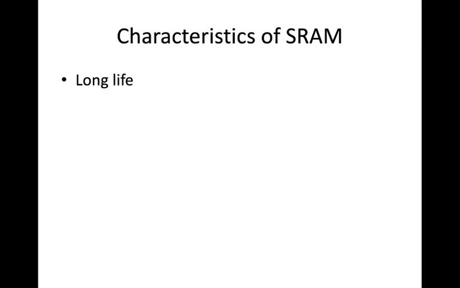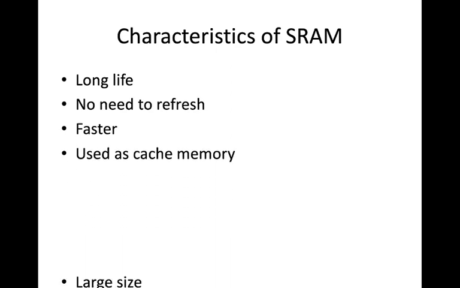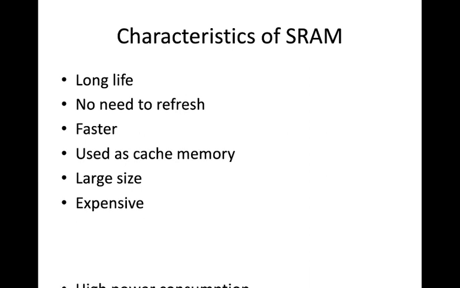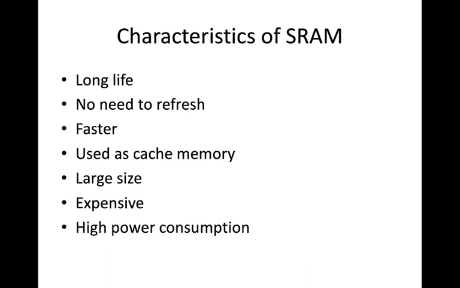So these are the characteristics of SRAM. It has a long life, we need not refresh it, it is faster, and it is used as cache memory. It is very large in size, and it is expensive also, and high power consumption is also there. It uses more power than DRAM.